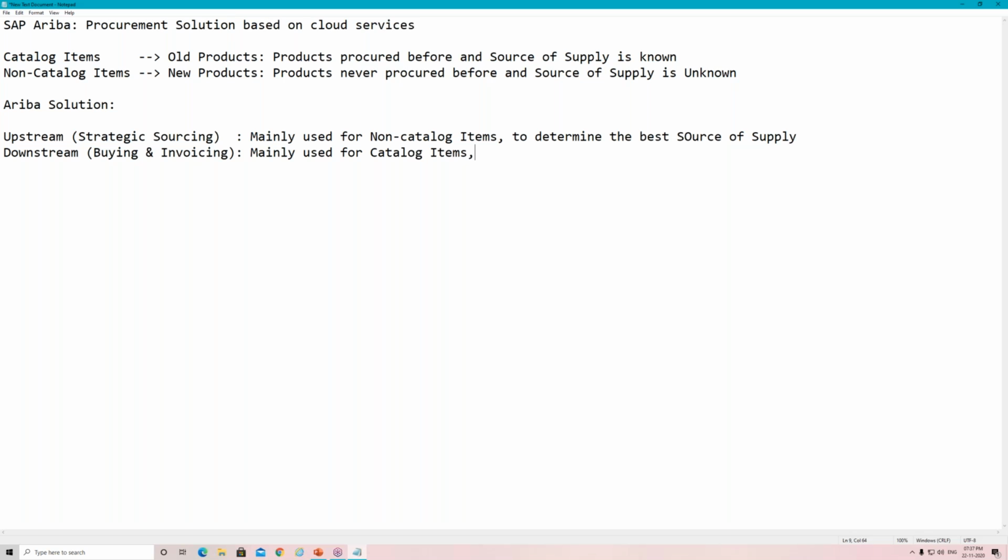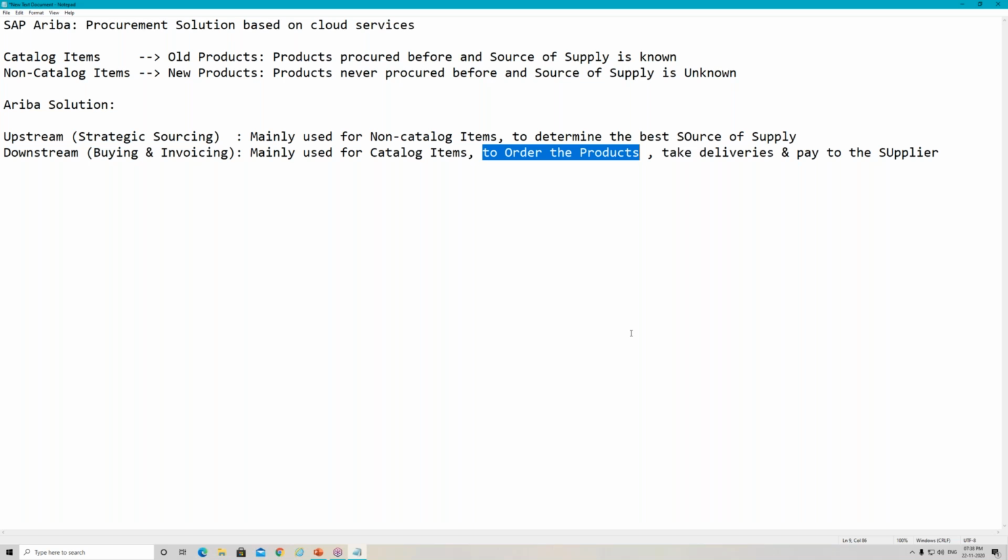Exactly. What about the downstream? Downstream is mainly used for catalog items, basically based on what? To order the product, take deliveries, and pay the supplier. Then all of you will say, "Acha Manoj, in that case, you're saying downstream basically begins from the ordering process." Then I will say exactly correct. It begins from the ordering only.